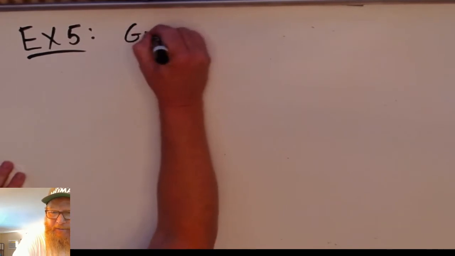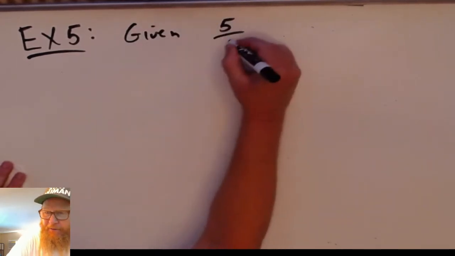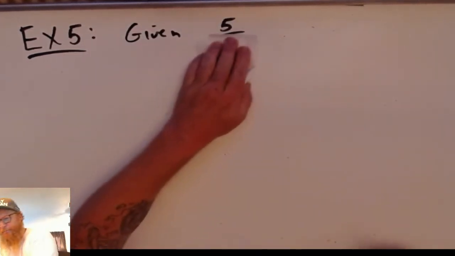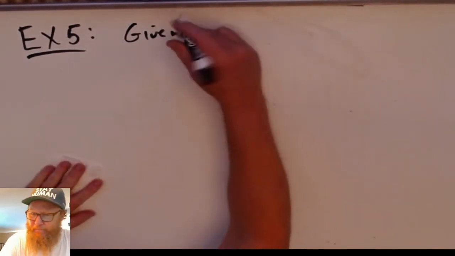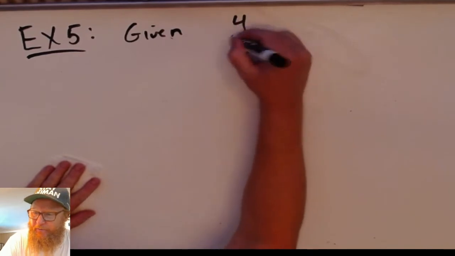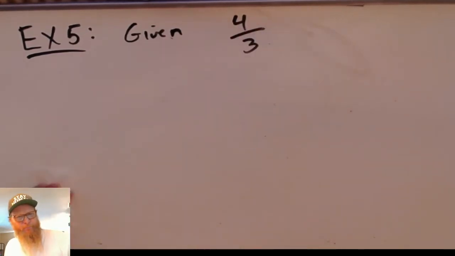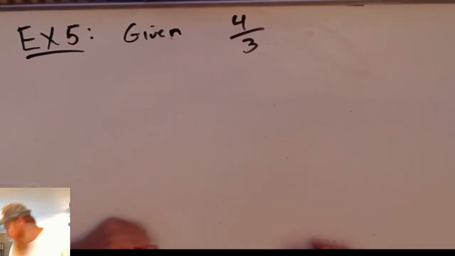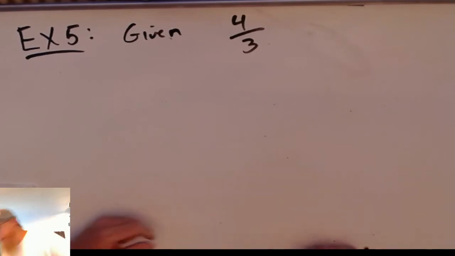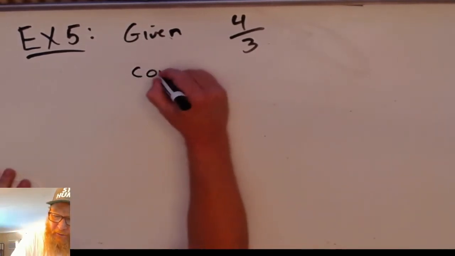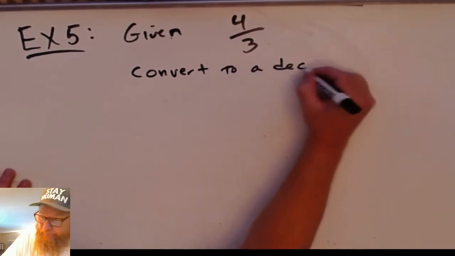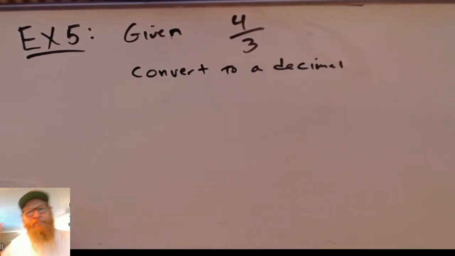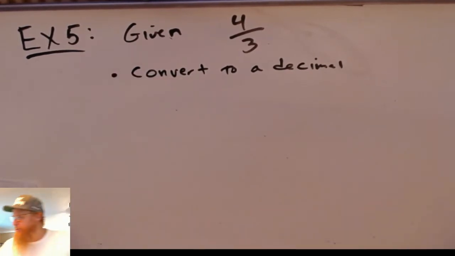So given 5/3, let's do 4/3 actually. I changed my mind. I want it to be slightly different than what we've already done. Convert it to a decimal. Okay, so let's just do that first.